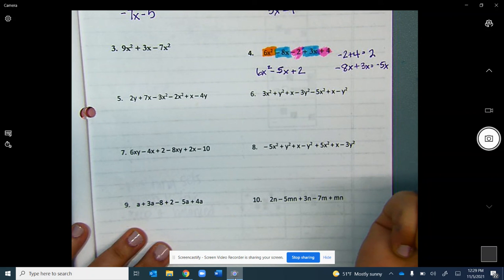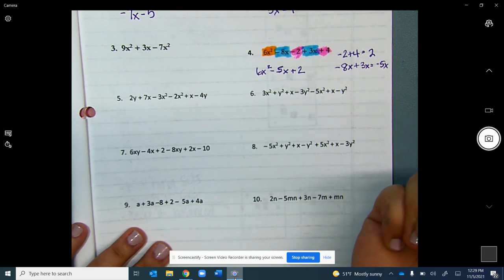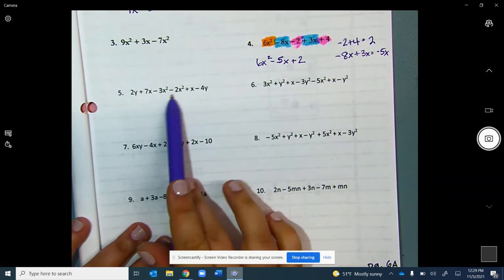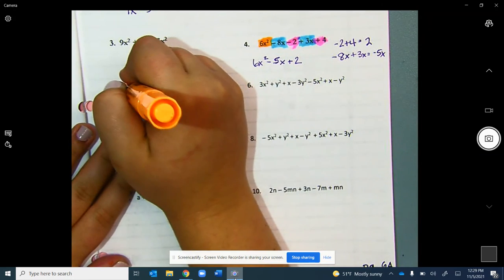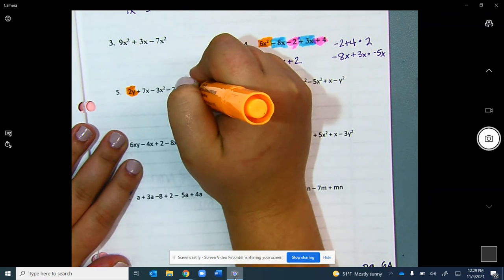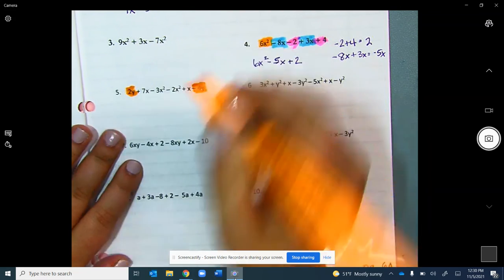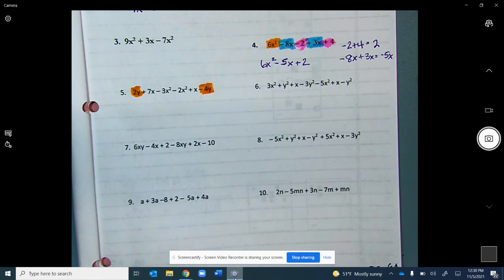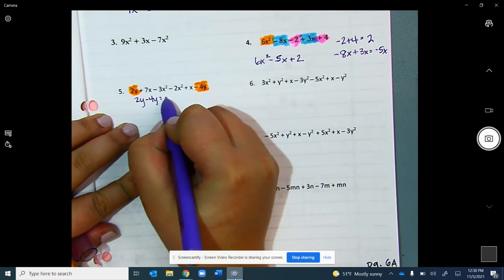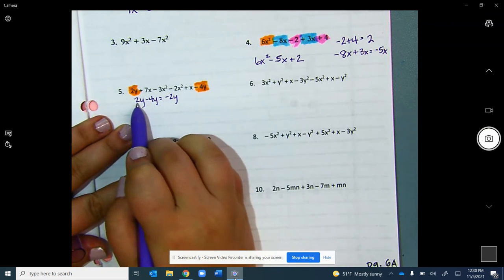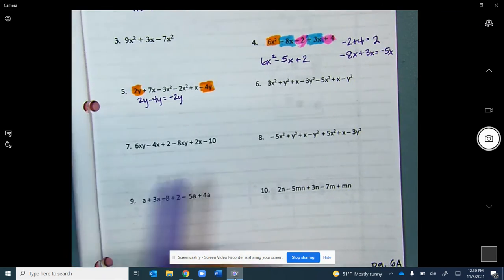All right, now let's do one more, looking over here at number 5. I'm not going to use any tiles this time. I will use the highlighter, but I'm not using any tiles. So first, I'm going to look at my y's. I have 2y and minus 4y. Okay, so 2y minus 4y is going to give me negative 2y. 2 minus 4 gives me negative 2.